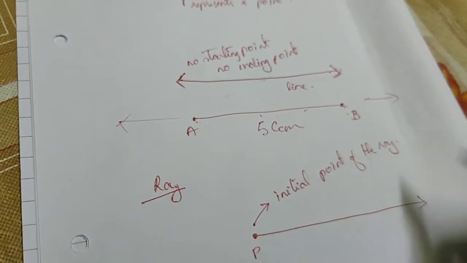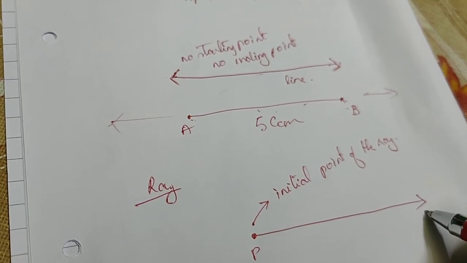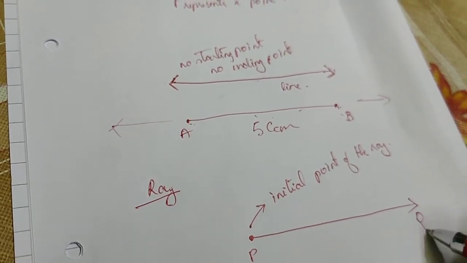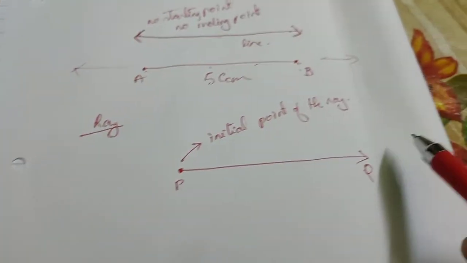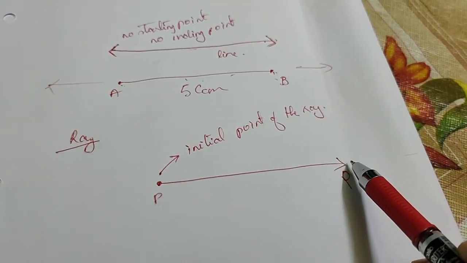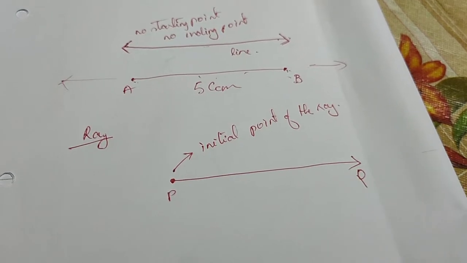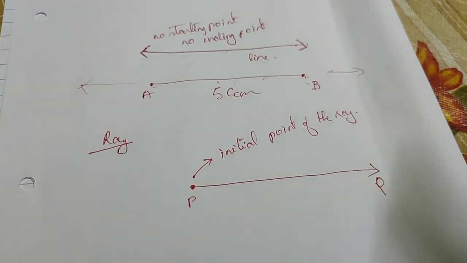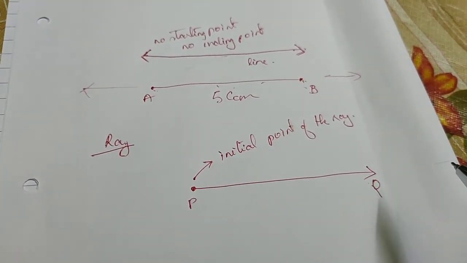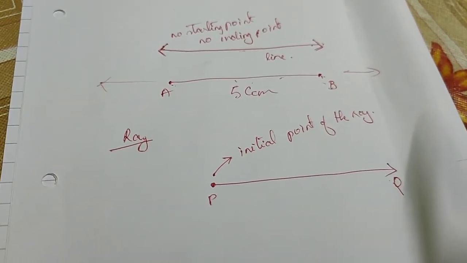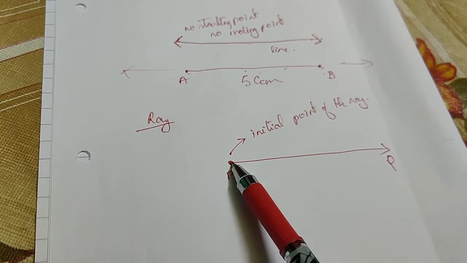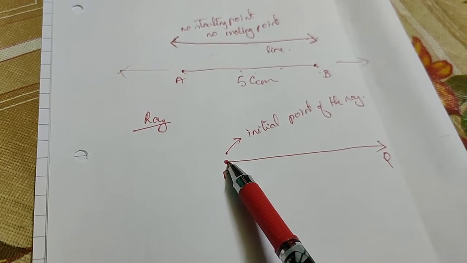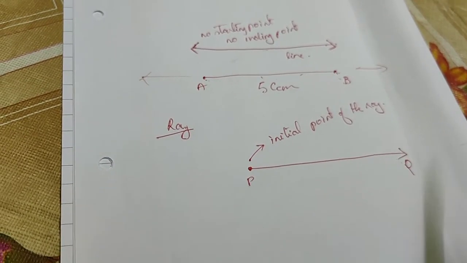Say this is P and this is Q. A ray has one initial point and the other side has indefinite length. It will keep going, there is no stopping point. That is a ray. So I hope this is clear. One side will be your initial point and the other side will keep extending.